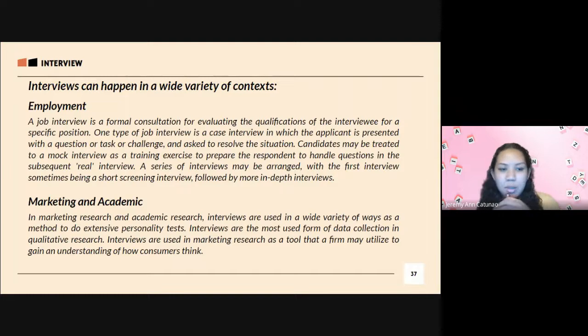Next is marketing and academic purposes, which most brands use. For example, they survey how many people like their product, or, for research purposes, especially qualitative research, interviews for academic purposes are used for those specific types of research methodologies. In marketing research and academic research, interviews are used in a wide variety of ways as a method to do extensive personality tests.